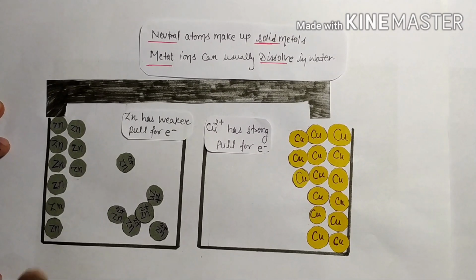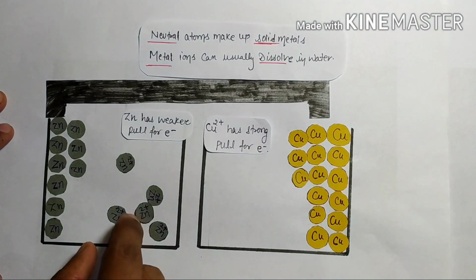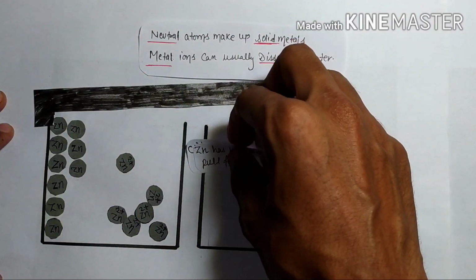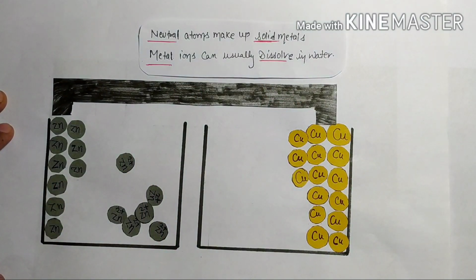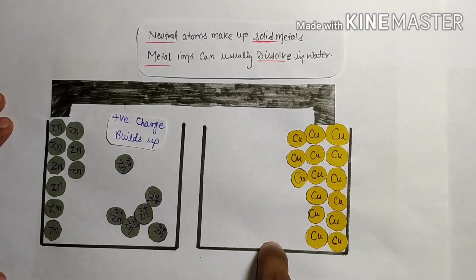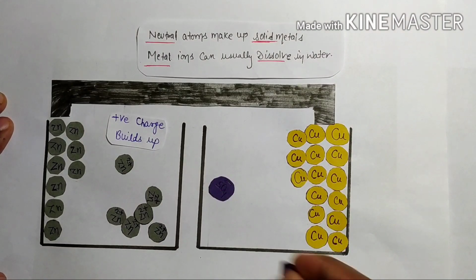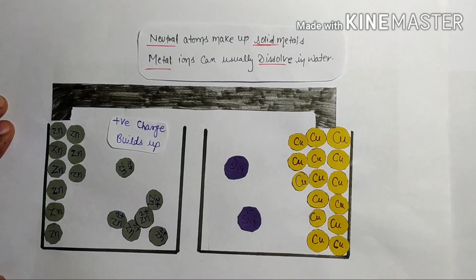Here, what happened? After the zinc goes into the solution as Zn2+, let me remove this, there is an excess of positive charge buildup. Okay. In this solution, an excess of positive charge builds up of the Zn2+, and in this CuSO4 solution, we have not shown the SO4 2-. This is the SO4 2- in the aqueous solution.